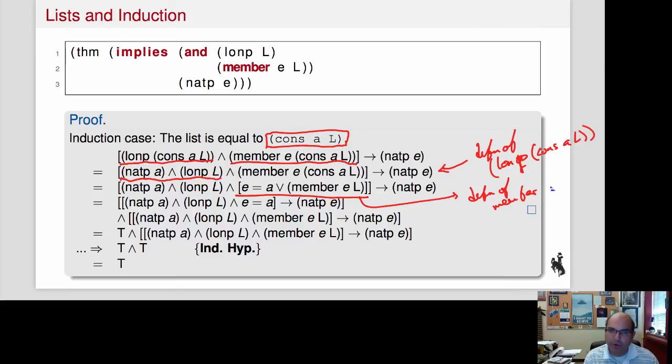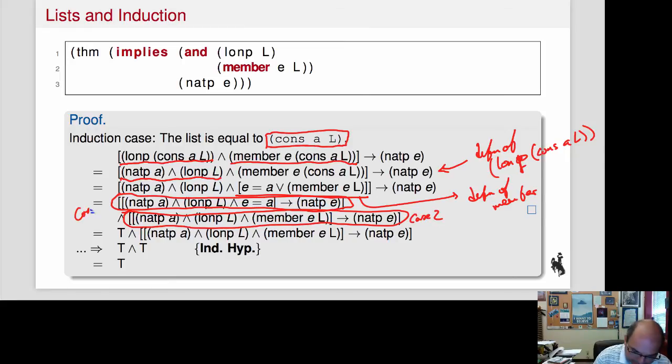In the definition of member, when the list is not an empty list, there are two equations, so there are two ways for E to be a member of that list. Either E is equal to the first element, or E is a member of the remainder of the list. So that's our or here. There are two ways for that to be true. Now let's break that up, because there are two cases: case 1 and case 2. Case 1 is when E is equal to A, and case 2 is when E is not equal to A, but E is actually a member of L.